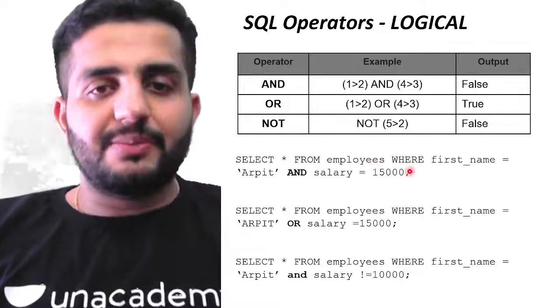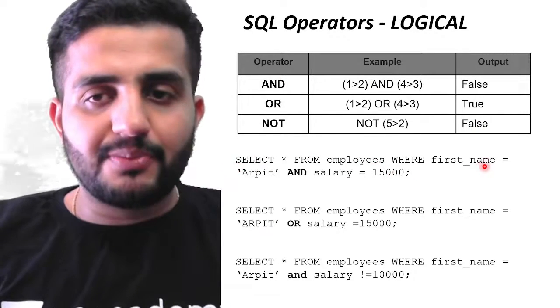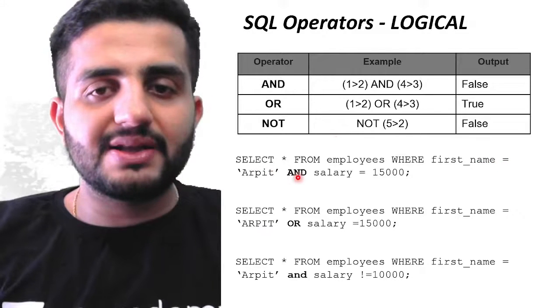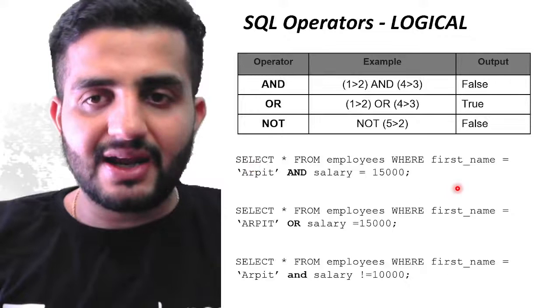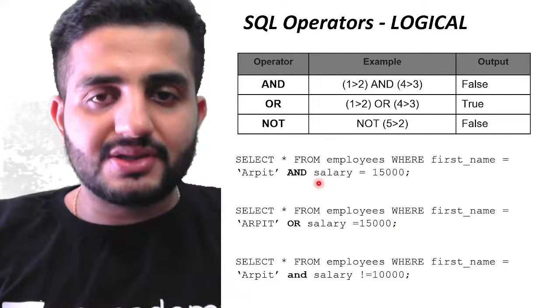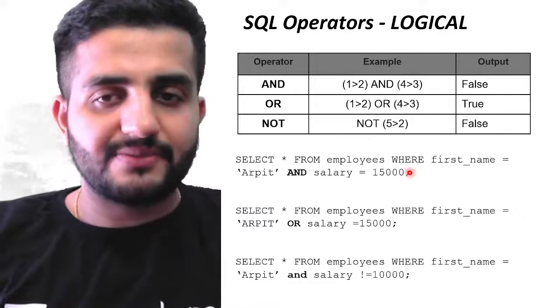So now look at the commands here. I have this: select star from employees where first name is equal to Arpit and salary is equal to 15,000. Okay, so basically I am saying that the first name should be Arpit and the salary should also be 15,000.